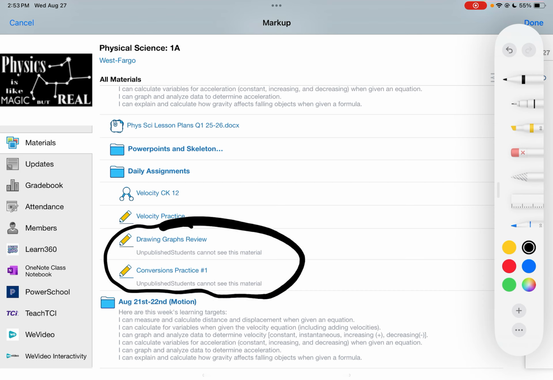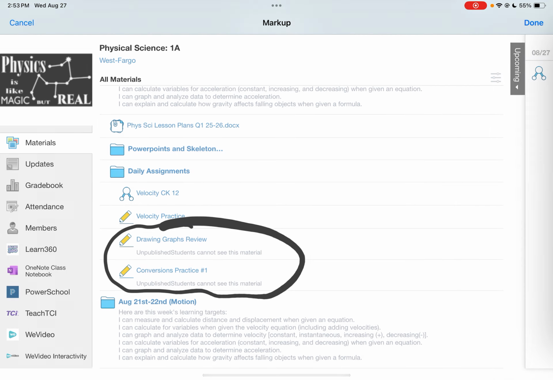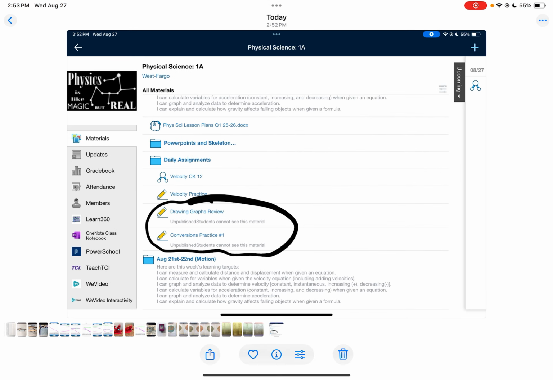Get those both pushed out into OneNote, please. They're not open today, but they will be open. So get those pushed out there. And then once you do, we'll take it from there.